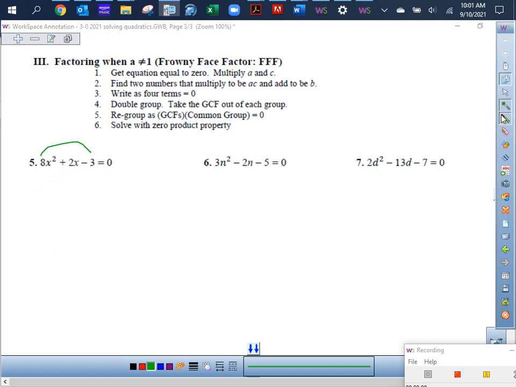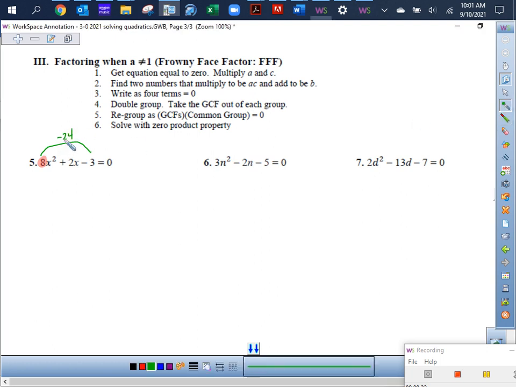Why are we frowny face factoring this? Because the a value is not 1. Right? The a value is 8. So what we have to do is multiply a times c, and we'll get ourselves a negative 24. And now we're going to find two numbers who multiply together to be negative 24 and add together to be 2. So that has been the toughest part for students every year, is finding the two numbers.